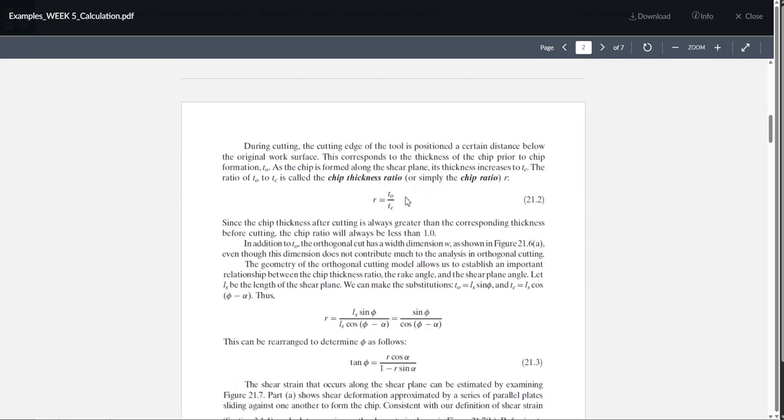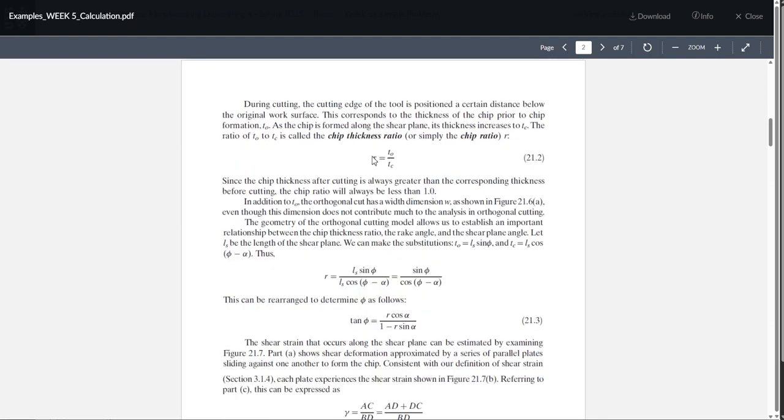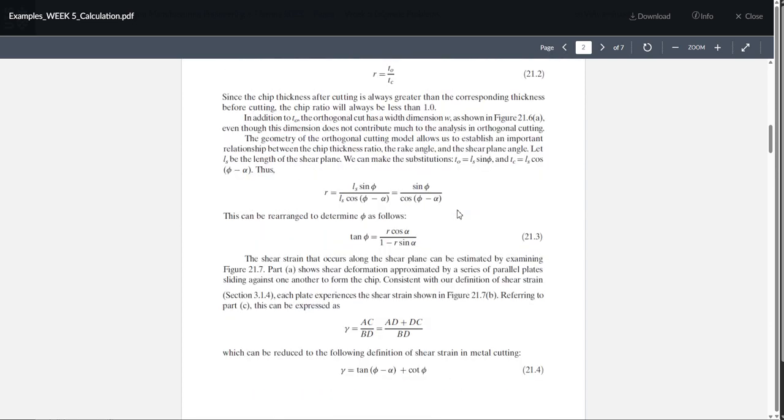So the helpful equation is the chip thickness ratio is the original thickness over the final thickness, and this value should be less than 1. Okay, less than 1, you have to remember that. And then you can find the equation to find the value for the phi. So the tangent of the phi, or what we call the shear plane angle, is equal to the R ratio multiplied by the cosine of the alpha, which is the rake angle, divided by the 1 minus the R multiplied by the sin of alpha.